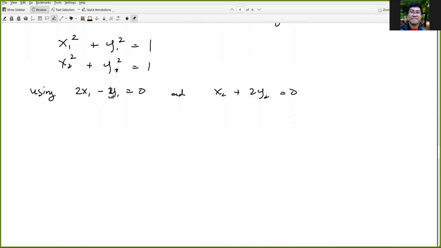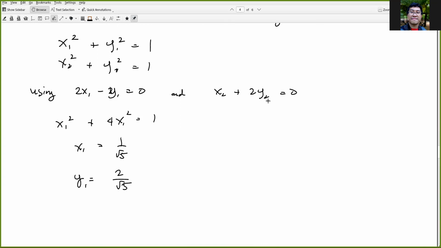So, for example, if you want to use this, y1 equals 2x1, and then from this first equation, you have x1 squared plus 2x1 squared, that's 4x1 squared equals 1. This becomes 5x1 squared, so we have x1 equals 1 over square root of 5. We go back here, y1 equals 2 over square root of 5.